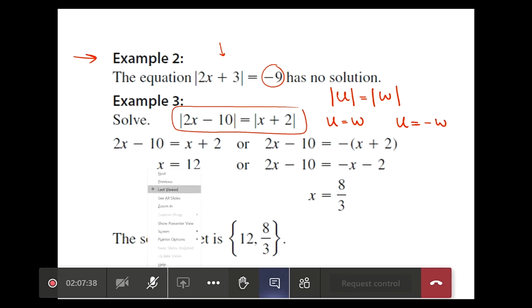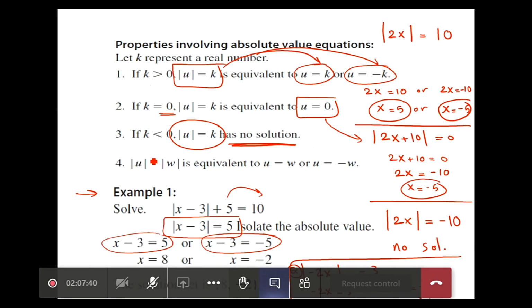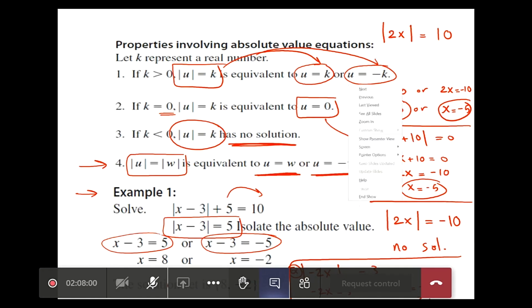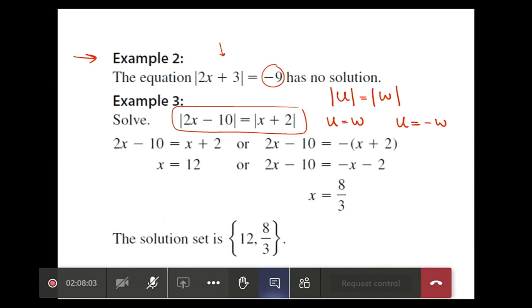Okay, I think this was written before. Number 4. If we have absolute value on both sides, put the negative on either side, w or u, no problem: u equals w, u equals negative w, like this. So we have 2x minus 10 equal x plus 2, this is the first. The second is 2x minus 10 equal negative, in brackets, it must be in brackets.